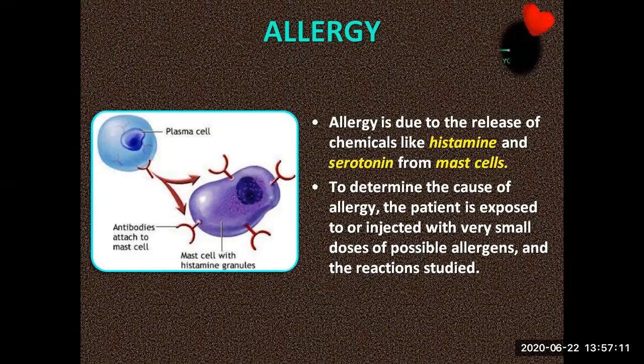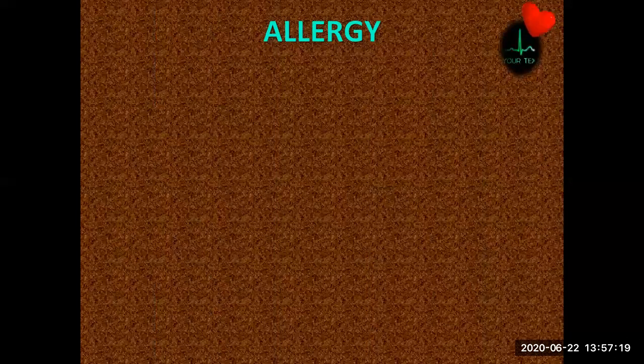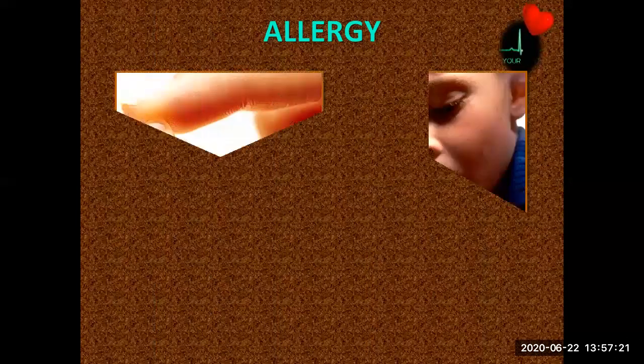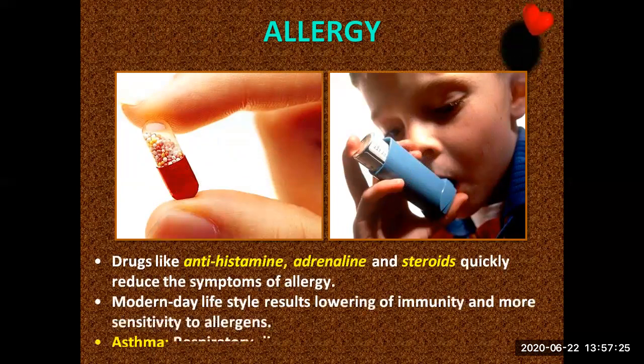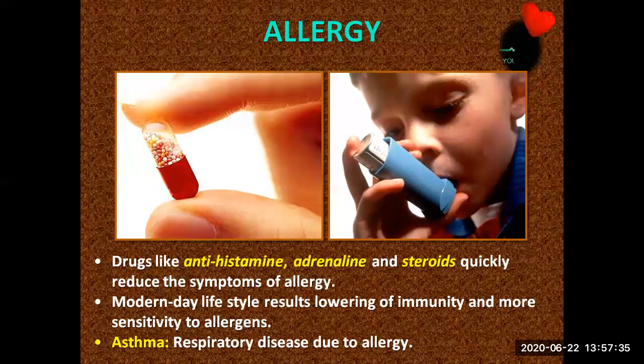To determine the cause of allergy, the patient is exposed to or injected with very small doses of possible allergens, and the reactions are studied. Only then do they go for further treatment. Some medicines are also allergic for some kinds of people, like penicillin is not suitable for all. Drugs like antihistamine. Inflammation is actually a very common process. Sometimes unusual swelling appears on the skin. That we call allergy.